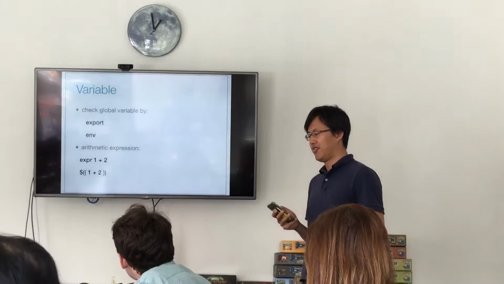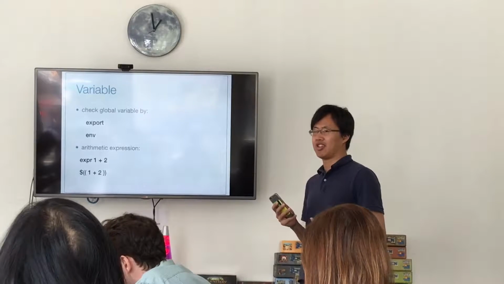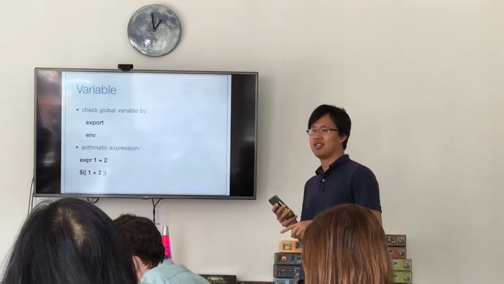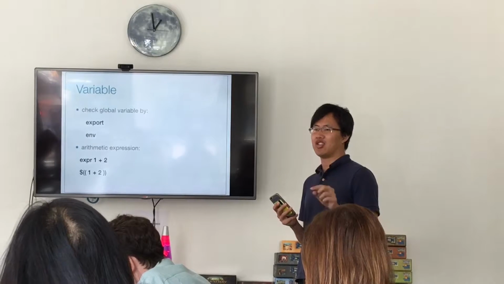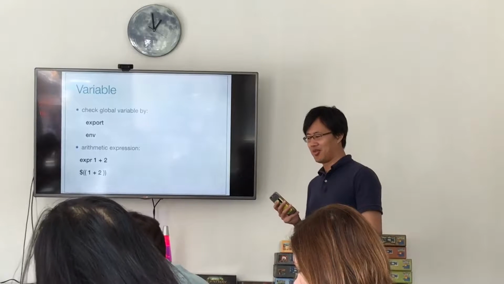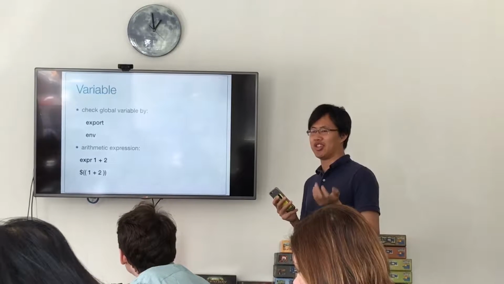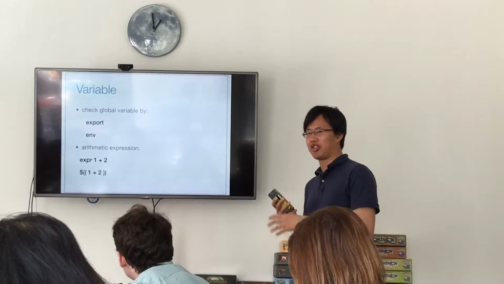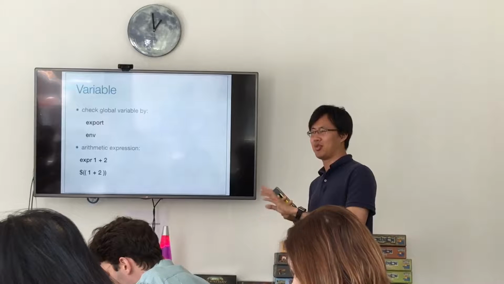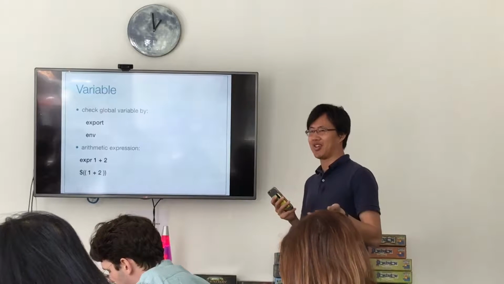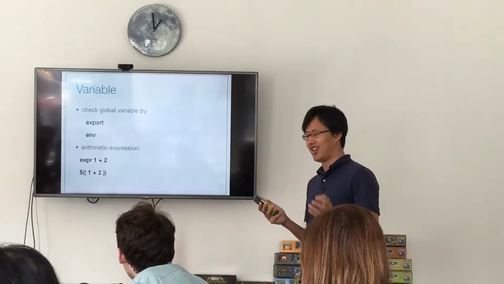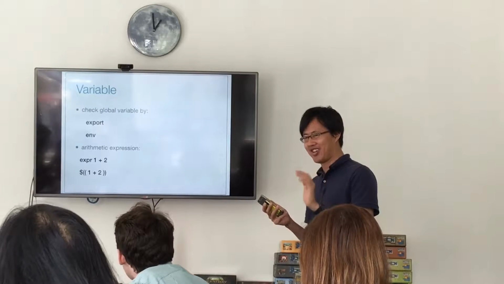Another thing is the arithmetic expression. In bash, you can't do what you do in IRB, where you just add one integer to another, because bash treats everything as a command. So you have to specify that you want to run expr 1 plus 2 to print out the result, because it will treat the rest of the params as an arithmetic expression. Or you can use the $ double bracket.